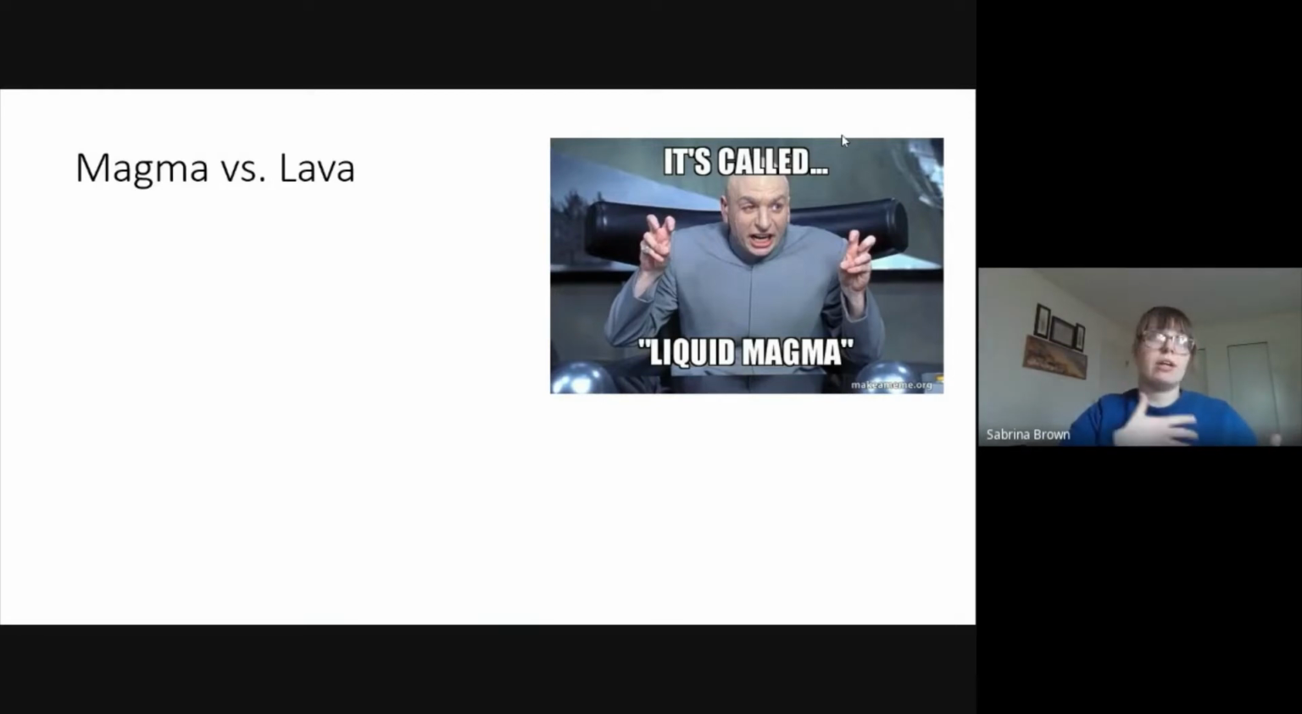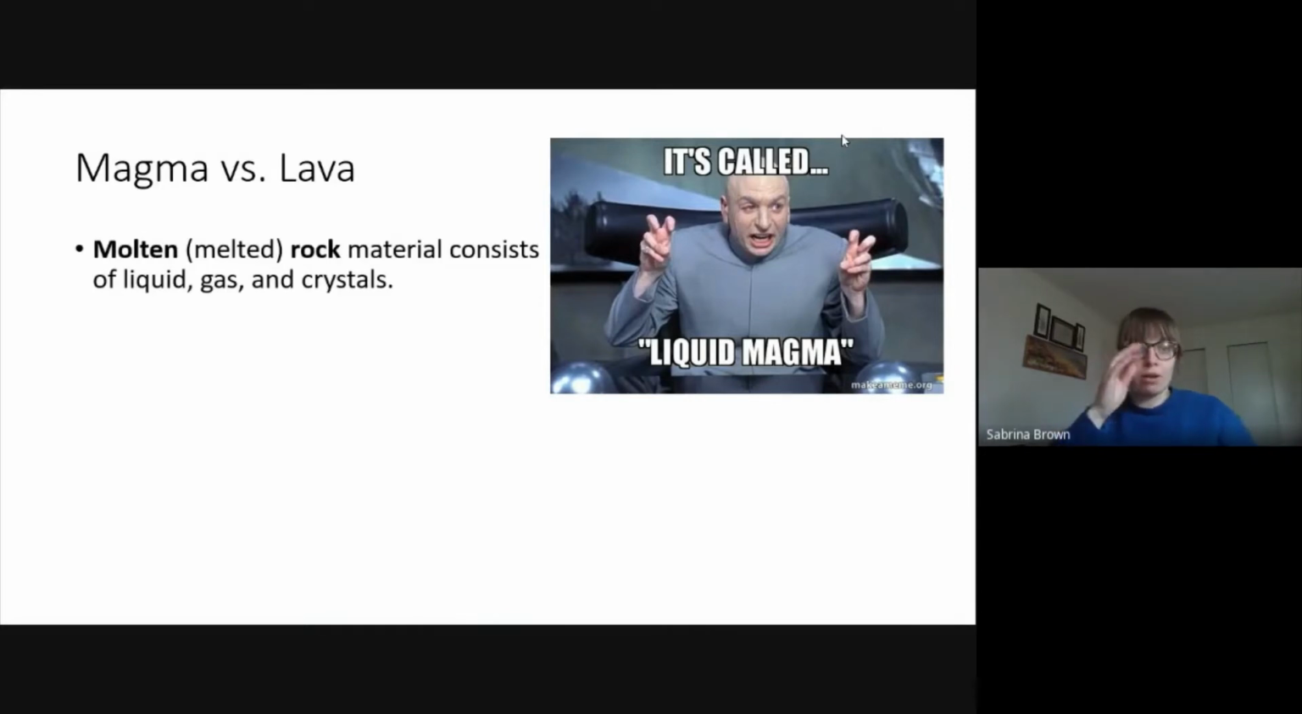So before we start talking about how we classify igneous rocks, we need to talk a little bit about molten rock. So molten or melted rock consists of liquid, gas, and solid crystals. Sometimes I think it's easy to think of magma or lava being just a liquid, but it's important to know that not only do we have that liquid melted component of molten rock, but we also have some gases dissolved or trapped in that melted material. And we also have minerals that have already crystallized within that liquid material.